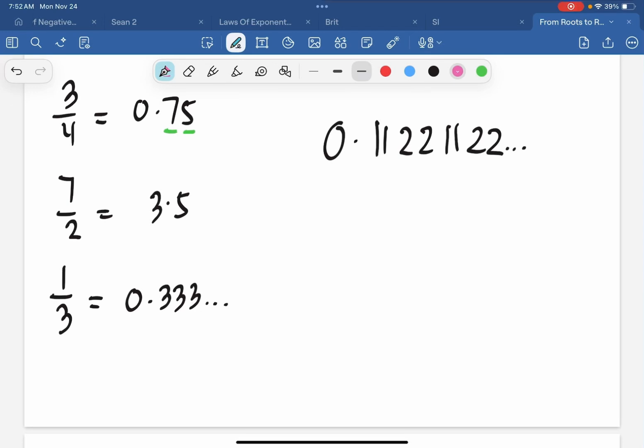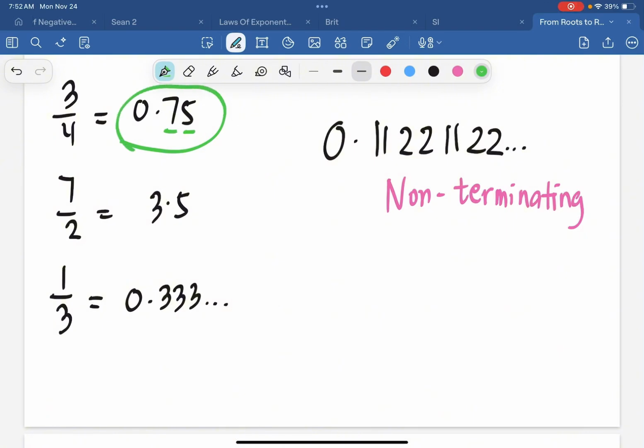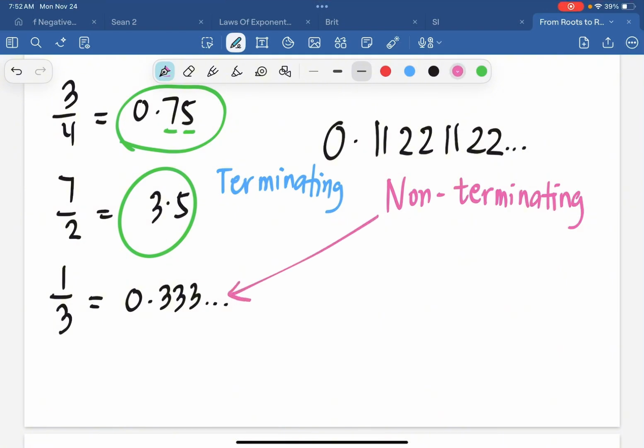This one here, the 0.1122 that goes forever, is what we call non-terminating. And examples like these, the 0.75 and 3.5, are terminating numbers. This one is also non-terminating. And that's it for a recap with regard to rational numbers.